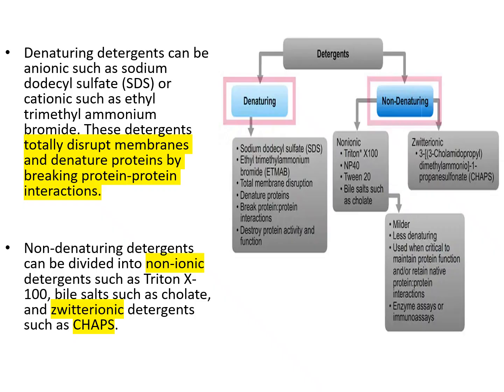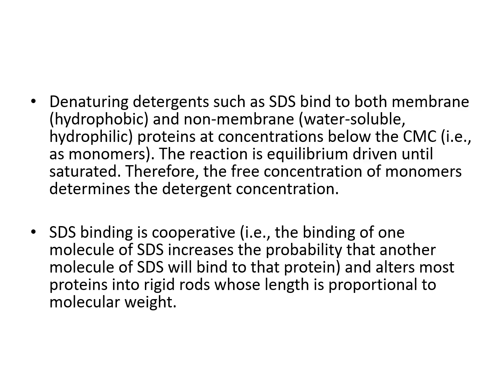And then you can see the denaturing agent can be an ionic detergent like SDS, and a cationic one such as cetyl trimethyl ammonium bromide. These detergents disrupt the membrane and denature protein by breaking protein-protein interaction. In this category, they break the protein-protein interaction. And non-denaturing detergents can be divided into non-ionic and zwitterionic. So non-ionic, you have Triton X-100, NP-40, Tween 20. They are milder, less denaturing, used when it is critical to maintain the protein function. And then you have the zwitterionic, like CHAPS. That's a detergent that you can consider.